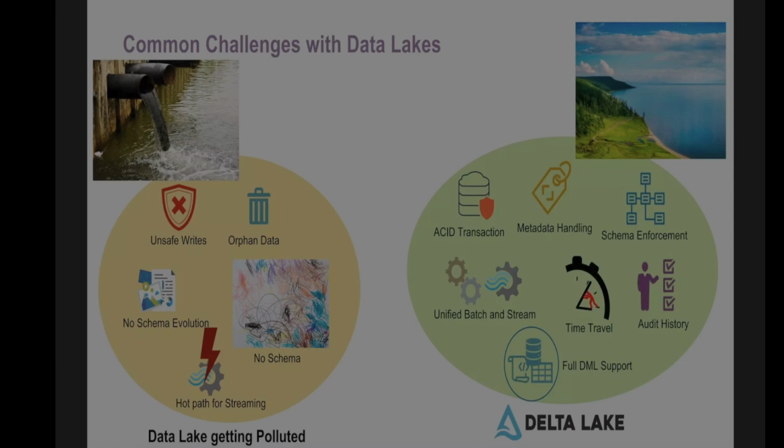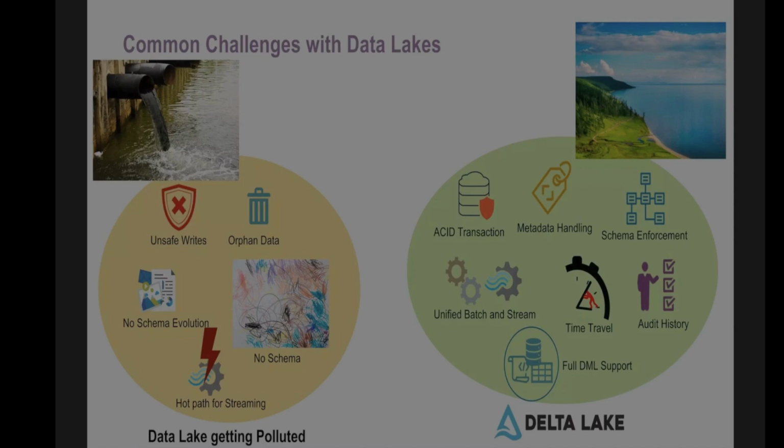When data changes, pipelines break because there is no control. Handling real-time data becomes difficult and inefficient. And because of all this, data lakes become what we call a data swamp. On the right side, now let's look at how Delta Lake solves this problem.